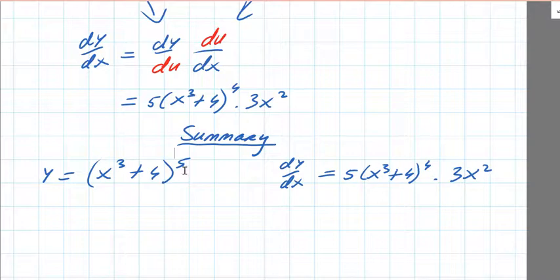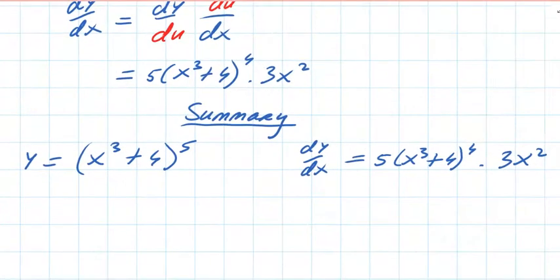Original function. What happens over here? Well, the 5 comes in front, you can see there. And the power goes down by 1. So that's a shortcut. Whatever this is, the power comes down in front and it goes down by 1. And then where does this 3x squared come from? Well, that's the dy/dx of what's in the bracket. If you differentiate what's in the bracket, you get 3x squared. And that's it. That's a much shorter way of doing it.